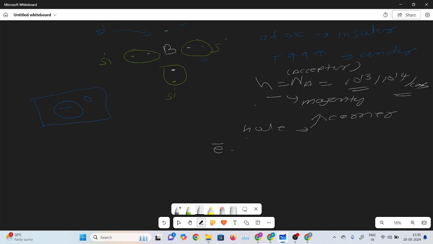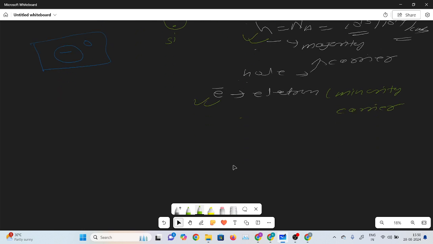This is the electron. Electron will be the minority carrier concentration. So in case of the p-type semiconductor, hole will be the majority and electron will be the minority carrier. How can you calculate it? With the help of the law of mass action.